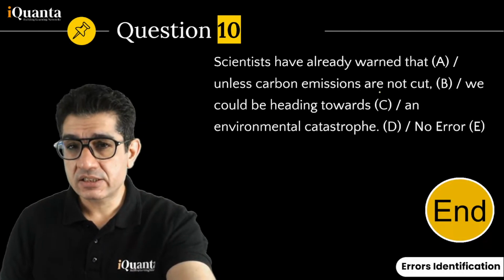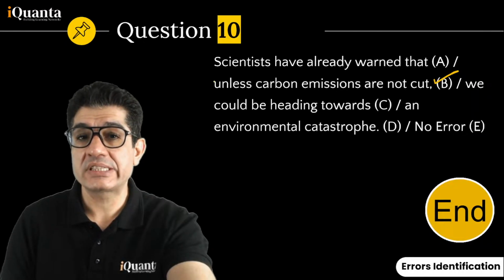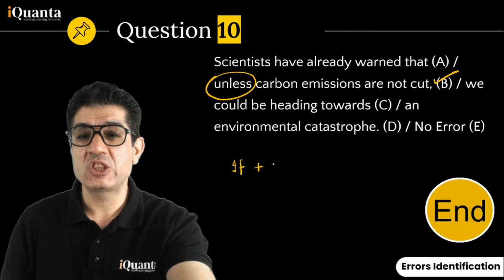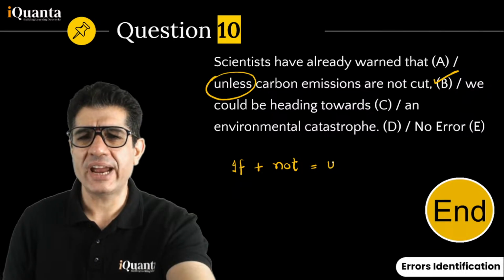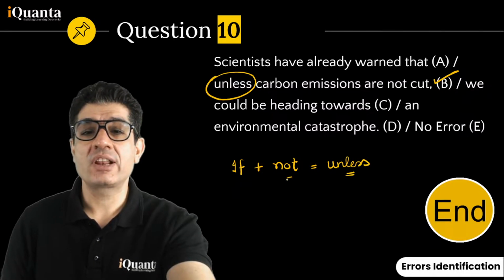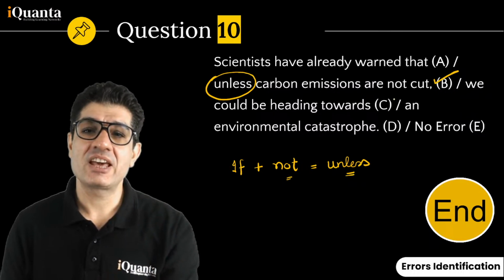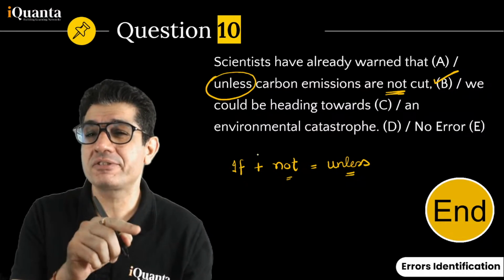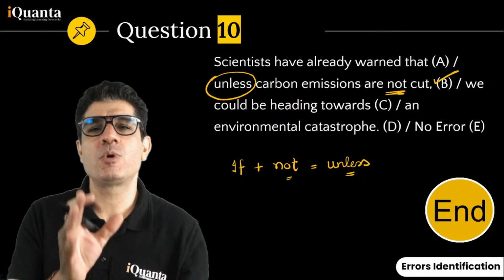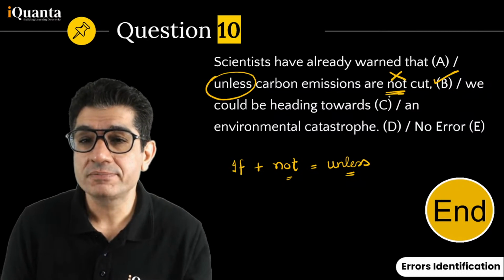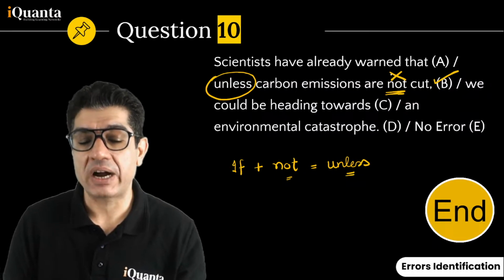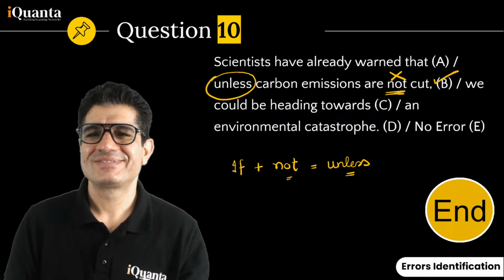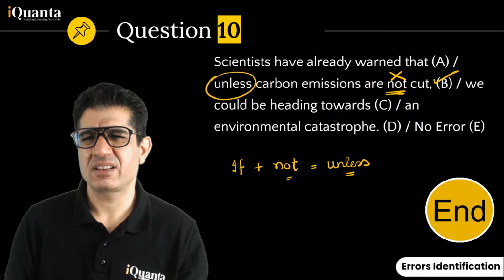So the answer here should be B, and the reason is, once again, look at unless. Do you realize that if you combine if with not, then you get unless. So unless already has a not in it, and therefore this not needs to be removed. So there are two ways of fixing it. You can either replace unless with if carbon emissions are not cut, or if you want to retain unless, then you need to remove not. So in either case, your error will be in part B, and that is why that should be our answer. The rest of it is absolutely fine. Nothing wrong with it.